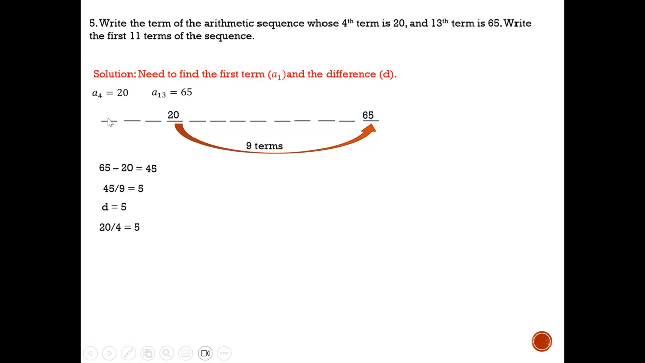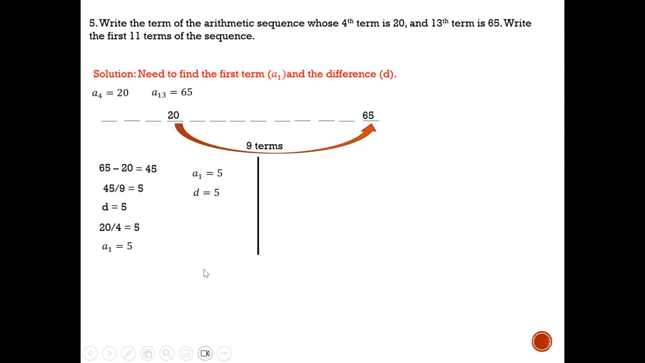Now to get the first term, we divide 20 by 4, because from the 1st term to the 4th term, it's going to be 4, right? So 20 divided by 4 gives us 5. So I found my first term, which is required for the formula, and I found my difference. So with that, I can plug into the formula. But let me do it the way it should be done.